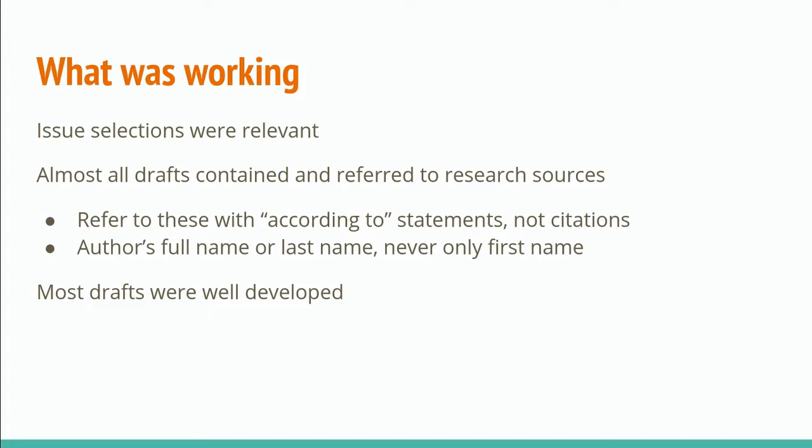That is, issue selections that came from the PPG website, where the assignment stipulates that the issues need to come from. Almost all drafts contained and referred to research sources, and this was also an important part of what was working. Now, as you do that, make sure to refer to those with "according to" statements, not citations. After all, we're supposed to be writing journalistic news articles here. And make sure to use the author's full name or last name, but never only an author's first name. That's far too informal. Most drafts were, in general, well developed.